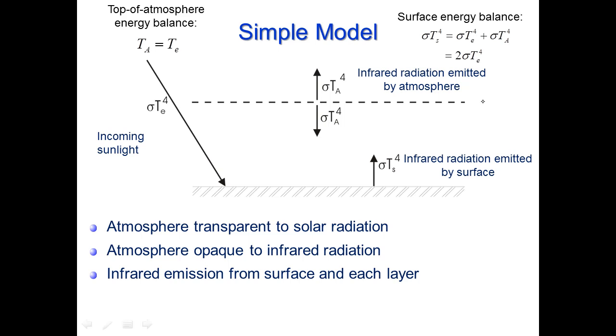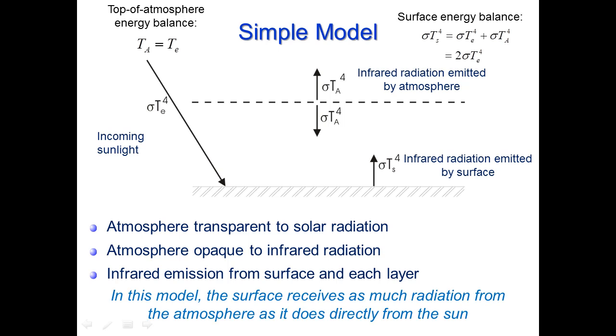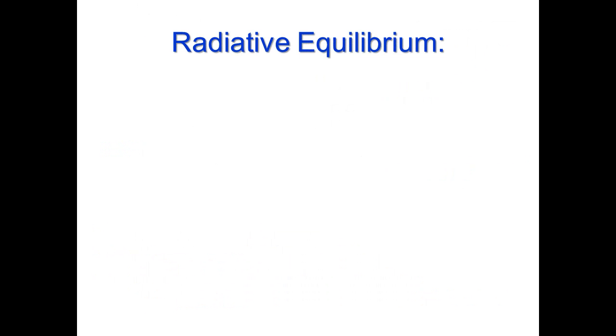And this represents, in stark numbers, the essence of the greenhouse effect. That is, that the surface has to get warm enough not simply to balance the incoming sunlight, but also to balance the amount of radiation coming back from the atmosphere. In this simple model, the amount of radiation coming down from the atmosphere is equal to the amount of radiation coming in from the sun. So that gives you a factor of 2, twice as much energy being received by the surface as in the case that the Earth had no atmosphere at all. So in this model, the surface receives as much radiation from the atmosphere as it does directly from the sun.